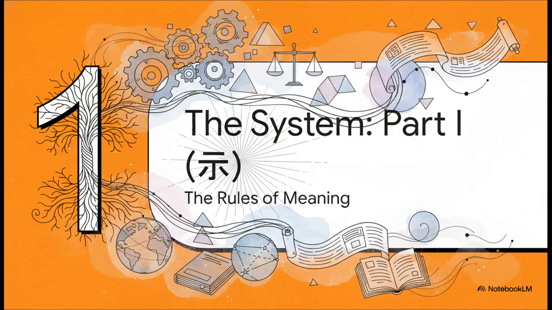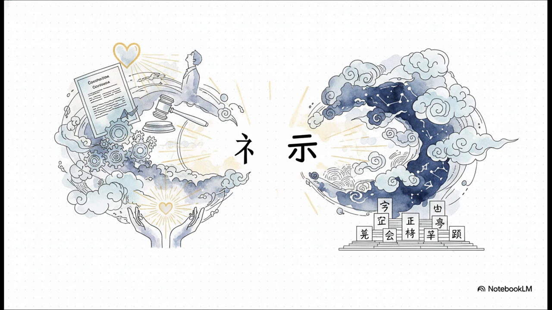Okay, our first target is the radical shimesu. This one governs the entire world of abstract concepts. We're talking about the invisible things, the rules, the values, the systems that people create. Now, you're gonna see it in two main forms. When it's on the left side of a character, it gets squished into this shape. When it's at the bottom, it keeps its original form, but they mean the exact same thing.